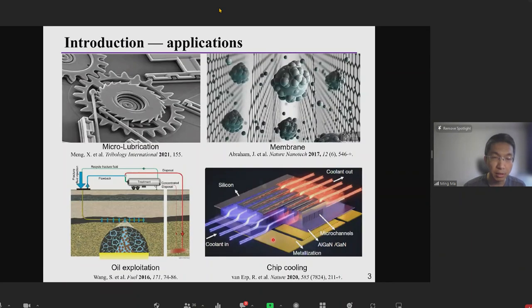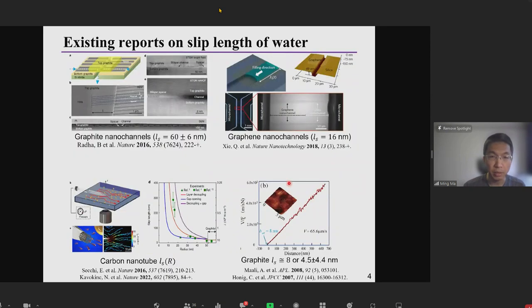Because this is on the nanoscale, it mainly has applications in small scale operations, for example micro lubrication, transport across membranes, oil exploration, and also chip cooling. So you can see that in different fields, it shows great applications. And because slip lines is very important, there are already many studies about this topic, especially for water on graphene, or graphene-related surfaces, because it shows very interesting phenomena.